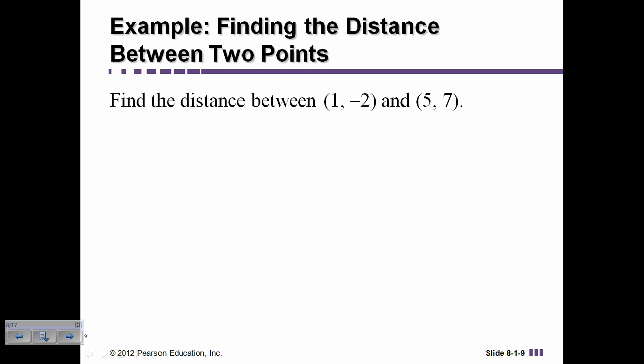So let's look at an example. I want you to find the distance between 1, -2, and 5, 7. It doesn't matter which one you call x1 and which one you call x2. I'm going to call this one x1 since it's the first one listed. This is y1, this is x2, and this is y2. So using our formula, the square root of x2 minus x1 squared plus y2 minus y1 squared.